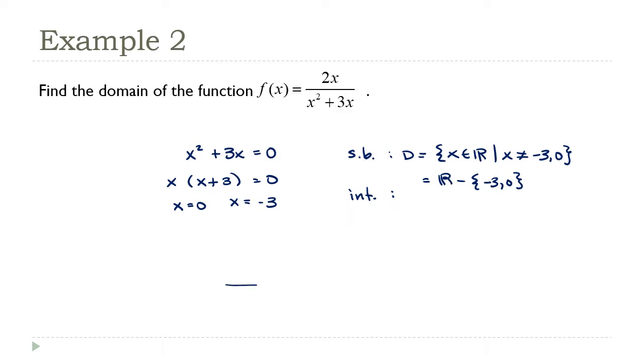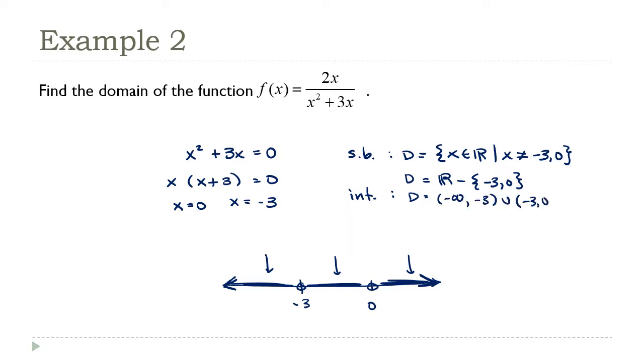Well, let's look at this visual here. Let's say I try to graph this. Let's see what this looks like. I've got -3 and 0, and I don't want to include those numbers, but everything else is fair. So from the interval notation perspective, my domain is made up of 3 intervals: this one, and this one. So using the interval notation, I would say my domain is -infinity to -3, union -3 to 0, union 0 to plus infinity. That is my least favorite of the 3.